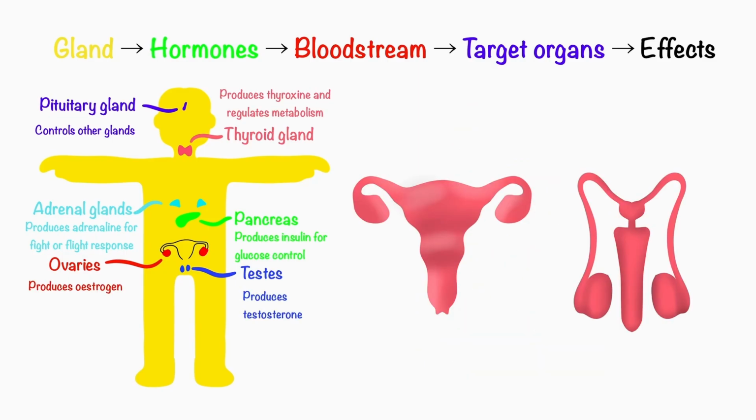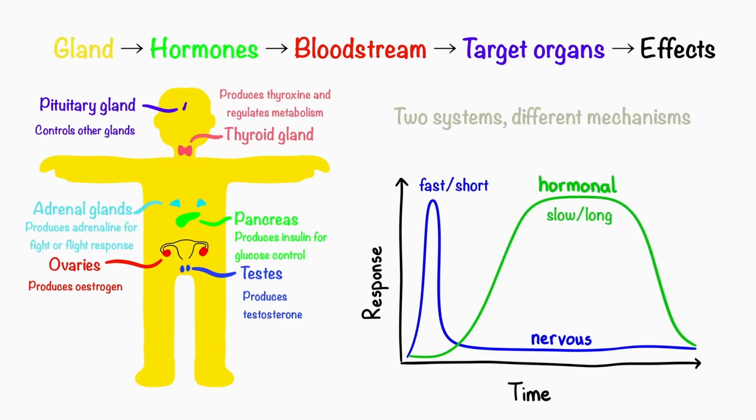In females, the ovaries produce estrogen, which is involved in the menstrual cycle and secondary sexual characteristics. In males, the testes produce testosterone, which controls puberty and sperm production. While both the nervous and hormonal systems help coordinate body functions, they work quite differently.